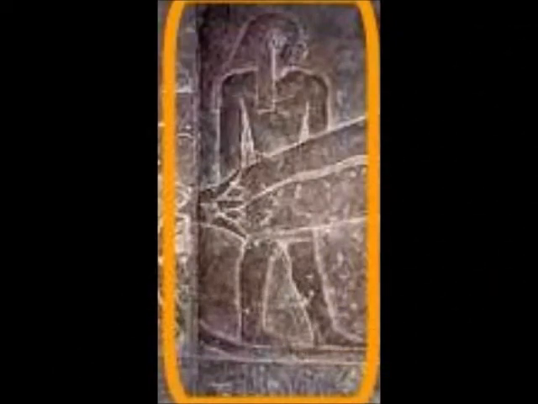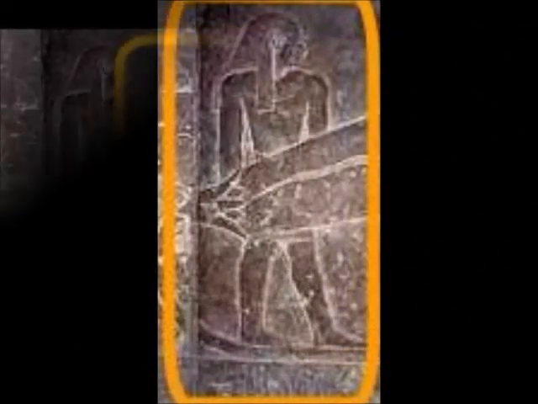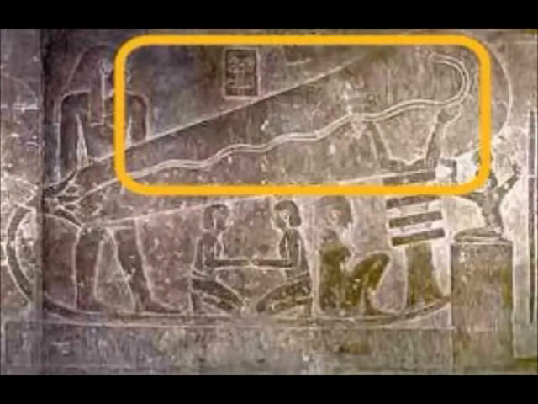In the carving, the priest is holding up what looks like a light bulb. The snake resembles the filament of modern light bulbs. The hand inside the oval object holding the snake resembles an insulator, which holds a filament that conducts electricity.